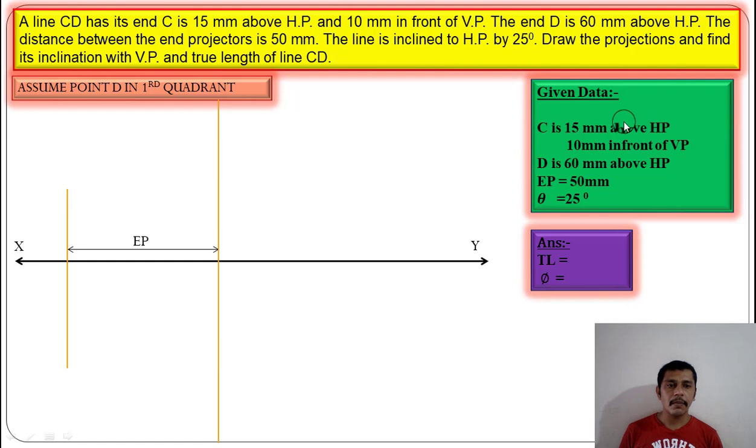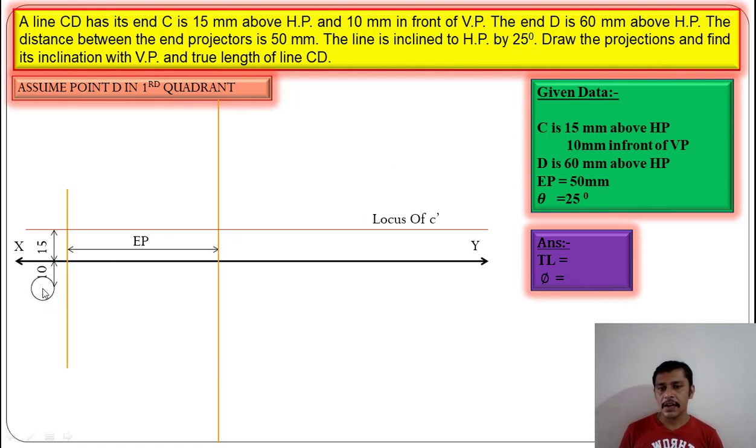C is 15 mm above HP, 10 mm in front of VP. So first of all mark C and C dash. C is 15 mm above HP, that means the elevation of point C will be 15 mm above the XY reference line. So measure 15 mm above the XY reference line and draw the locus of C dash. And it is 10 mm in front of VP, so the plan of point C will be 10 mm below the XY reference line. So measure 10 mm below the XY reference line and draw the locus of C. So we will get the plan of point C on this locus and the elevation of point C on this locus.